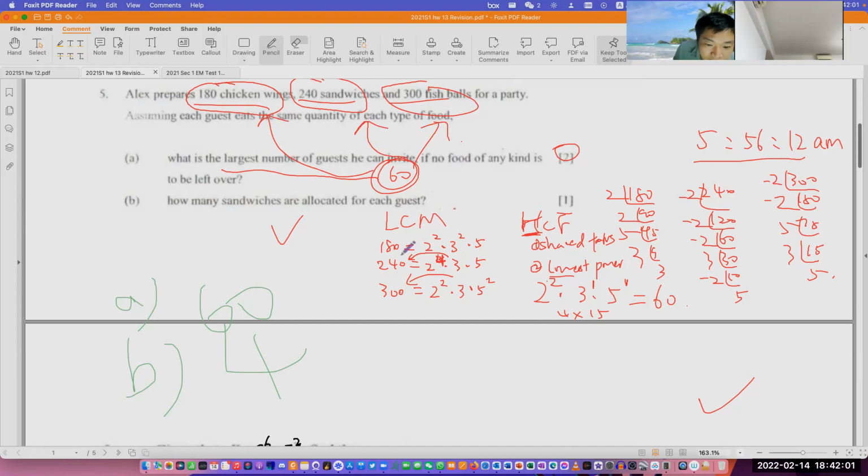Compare to LCM. Let me find out the LCM also. LCM uses all the factors, so I see 2, 3, 5. Because it's lowest common multiple, I need to choose the highest power. So for the 2s, I choose 4. For the 3s, I choose 2. For the 5s, I choose 2. So you end up with 16, 9, and 25. 16 times 9 is 144, times 25 gives 3600.